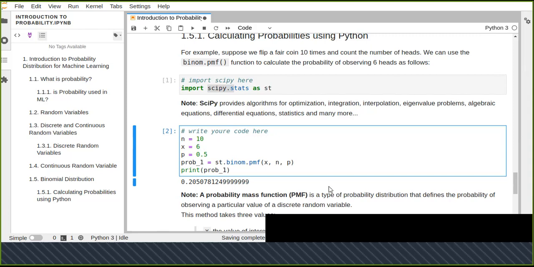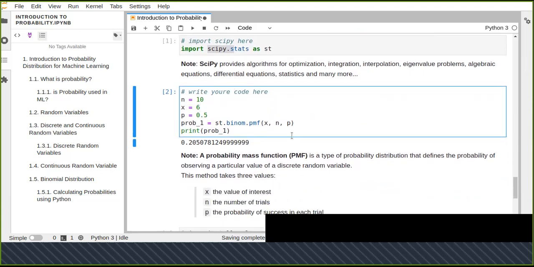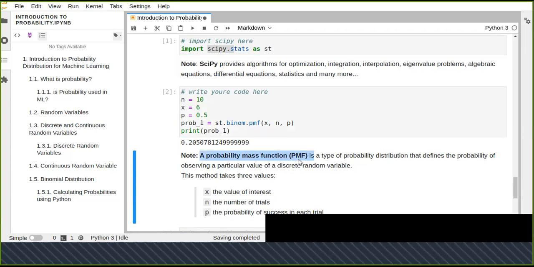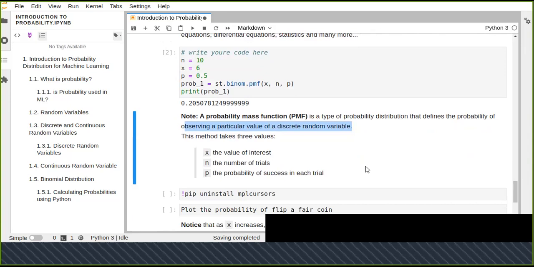Okay, what is the probability mass function, PMF? This is from the SciPy Python library. It is a type of probability distribution that defines the probability of observing a particular value of a discrete random variable, because binomial distribution is a discrete random distribution. This method takes 3 values. x is the value of interest, that is the number of heads or tails that we want to count. n is the number of trials, how many times we flip the coin. And p is the probability of success in each trial.